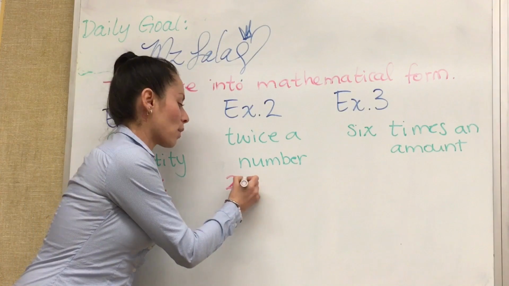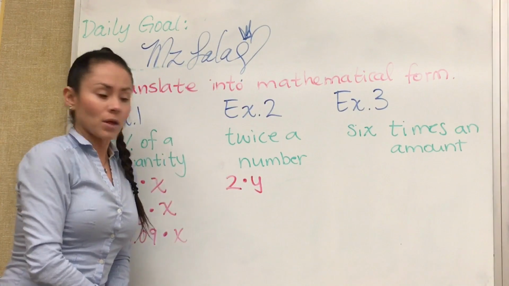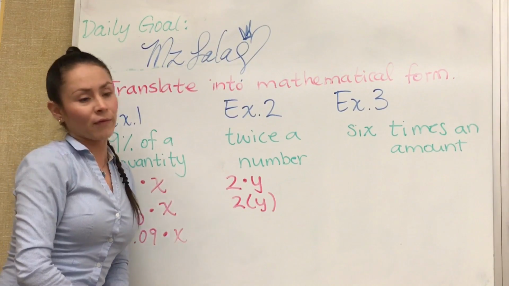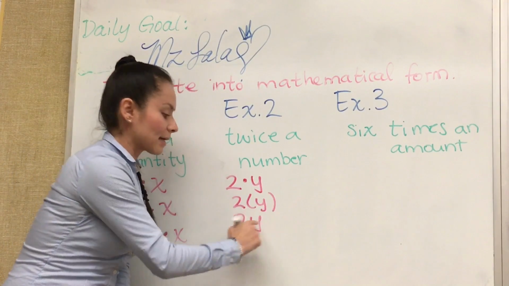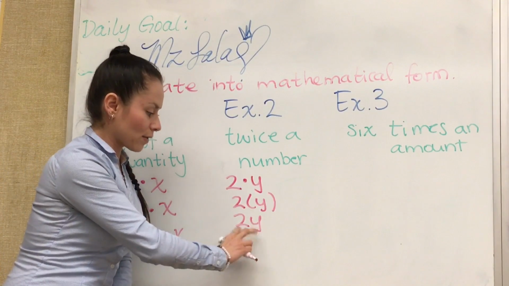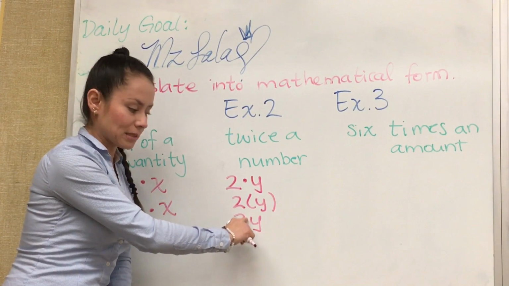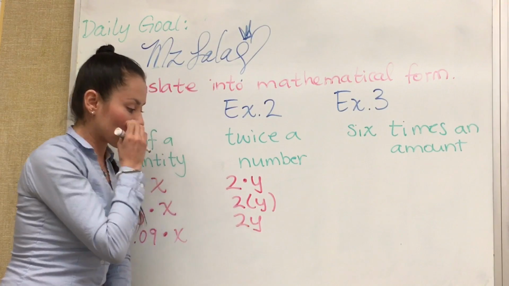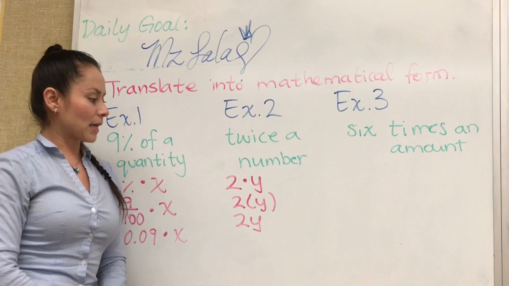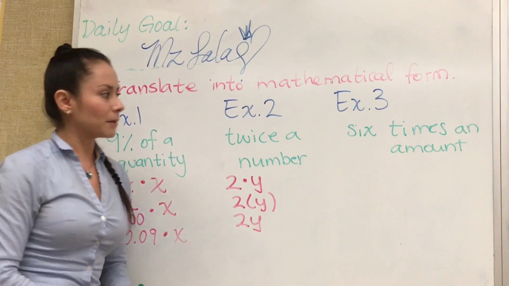So we can say twice a number, or in simplified form, 2x. Any number next to a variable means multiplication. Okay, any number next to a variable always means times. You don't see a plus, a minus, you don't see any symbol in between or division. It always means multiplication. So those are the 3 different ways that you can answer twice a number.